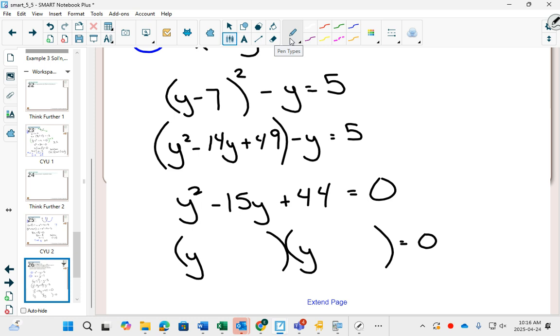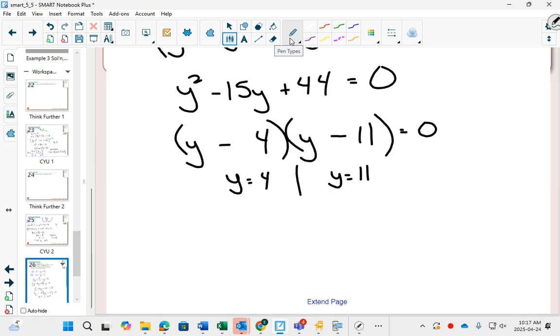Two numbers that multiply to 44, and the outside and inside makes 15. 4 and 11. Nice. And they would both have to be negative to get the negative 15, and negative 4 times negative 11 is positive 44. So now I get two answers for y. Y could be 4, and y could be 11.